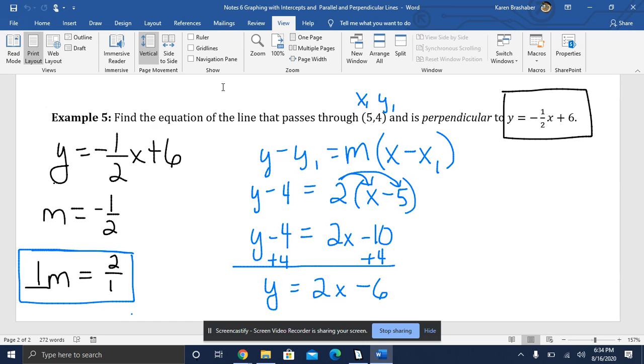So you will have a couple of questions where you have to work with parallel lines and a couple of questions where you'll have to work with perpendicular lines.